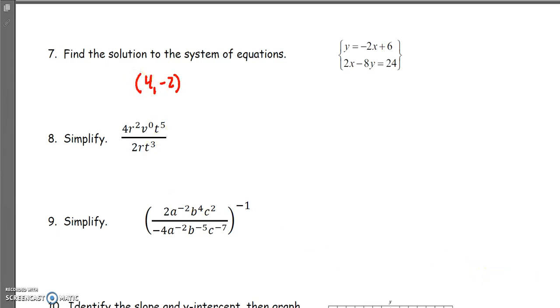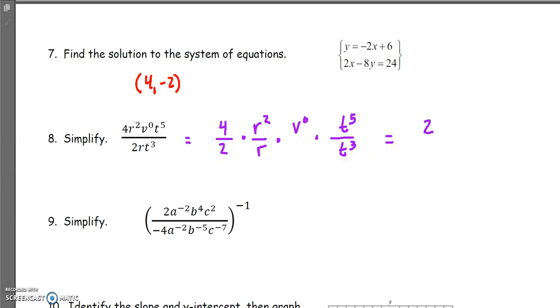Okay, let's look at number 8. We are just simplifying on number 8. So I'm going to kind of rewrite this so that I have my like bases together. So I have r squared over r. I have v to the 0. And then I have t to the 5th over t to the 3rd. Okay, that makes it a little easier to see. So this one, I'm going to say 4 divided by 2, which is just 2.